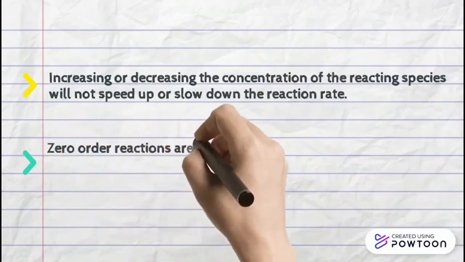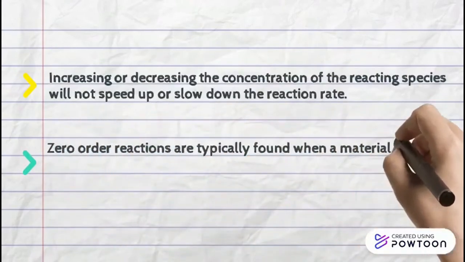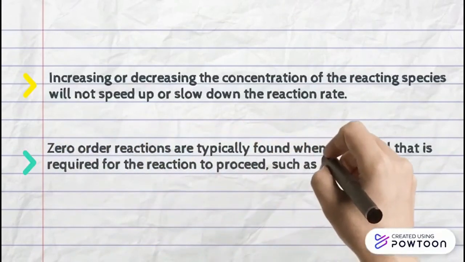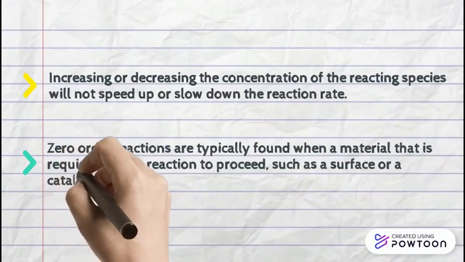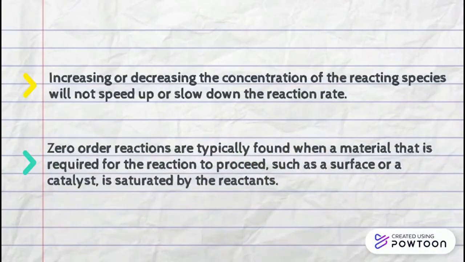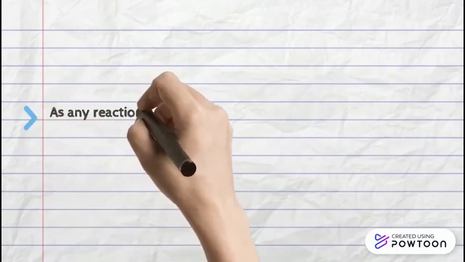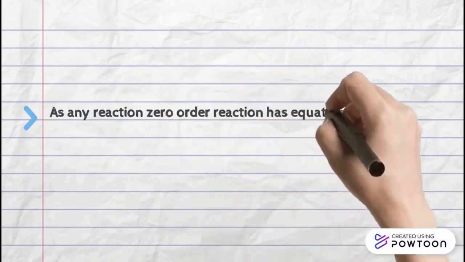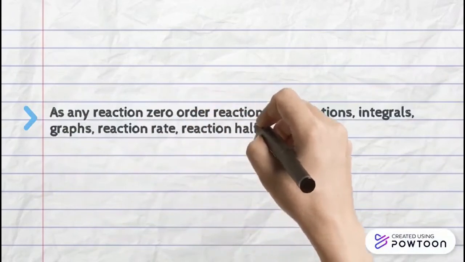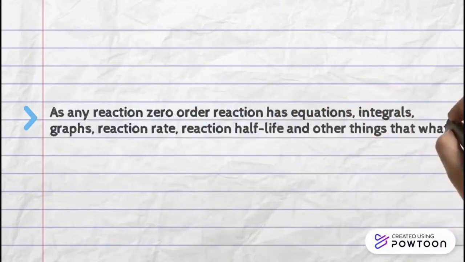Zero-order reactions are typically found when a material that is required for the reaction to proceed, such as a surface area or a catalyst, is saturated by the reactants. As with any reaction, zero-order reaction has equations, integrals, graphs, rate reaction, half-life, and other things that we will discuss in this video.